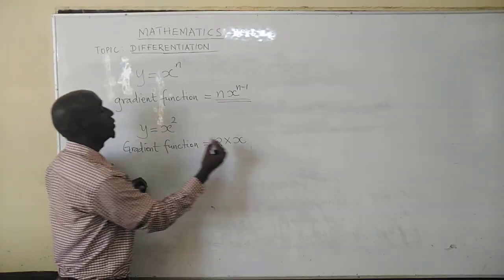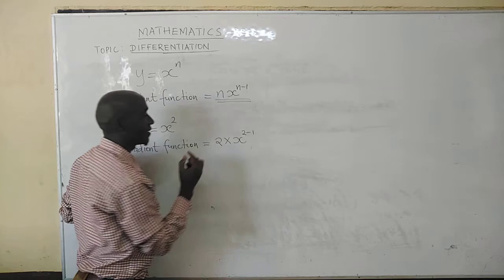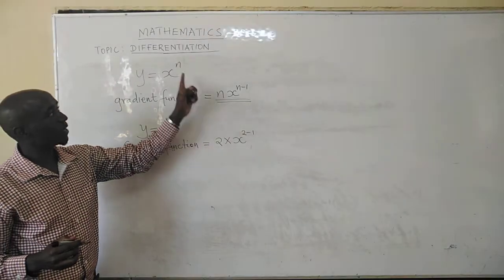What will be the gradient function? The gradient function, let us follow that formula. The gradient function is, drop the power. We are going to use this formula. You start with the power, drop the power. So start with 2, multiply 2 by x, then raise the power to 2 minus 1. Our n is 2, so n minus 1 will be 2 minus 1.